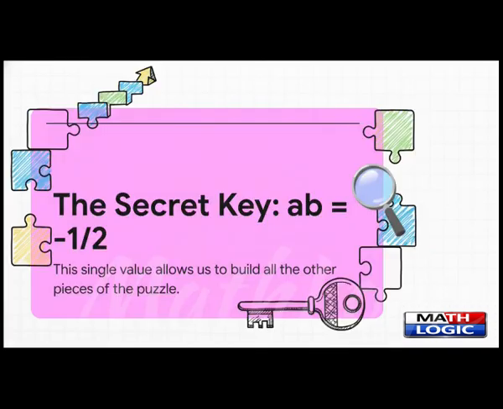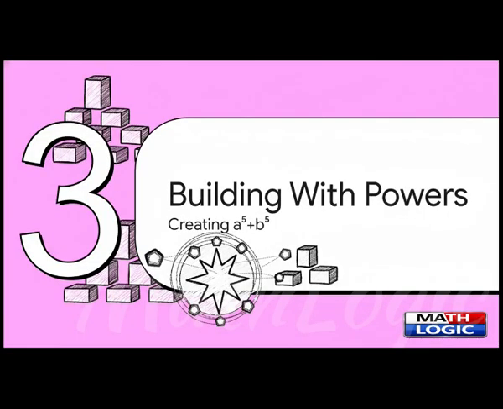So let's be clear. This value, ab equals negative 1/2, is our secret key. With this one little number, we can now start constructing higher and higher powers without ever needing to know what a and b are individually. How cool is that? Okay, let's get into the next phase. Time to see how this all builds up.